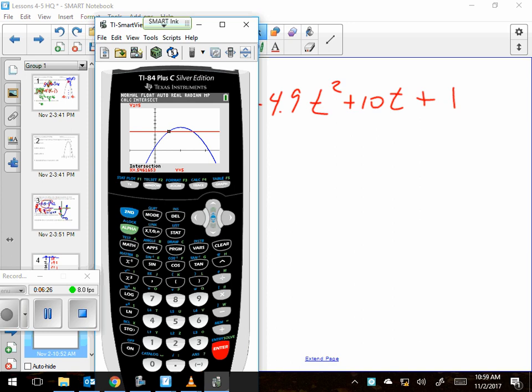And you do the same thing on the other side. Save me some time. What was the other answer? 1.5 about, so about 1.5 seconds. It was crossing 5 again, right? All right, good.